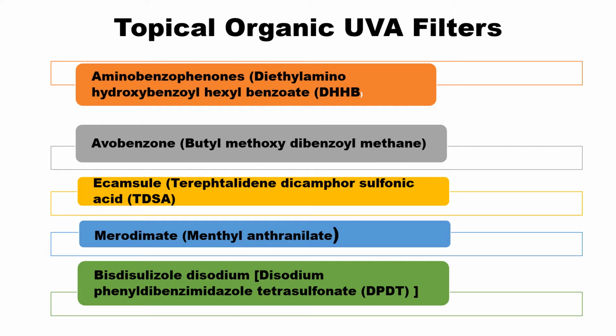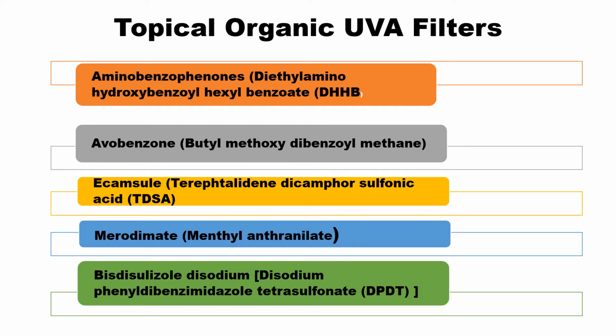Apart from that, the famous molecule is ecamsule. This is also present in a large number of sunscreen agents. Chemically, it is terephthalylidene dicamphor sulfonic acid, also known as TDSA. Then comes meradimate, methyl anthranilate. Then comes bisdisulizole disodium, also known as DPDT, disodium phenyl dibenzimidazole tetrasulfonate.